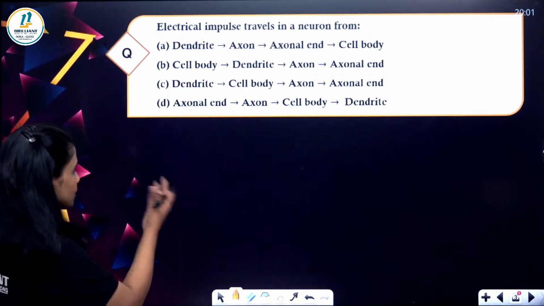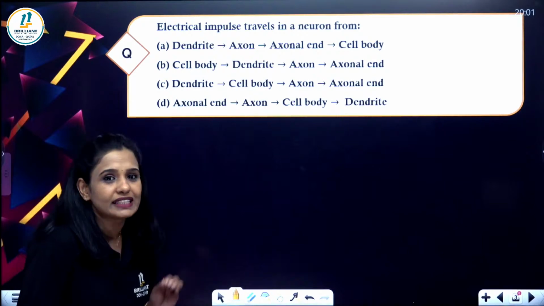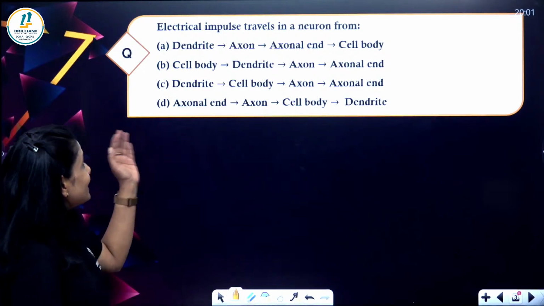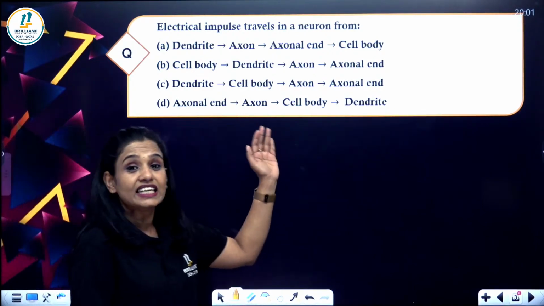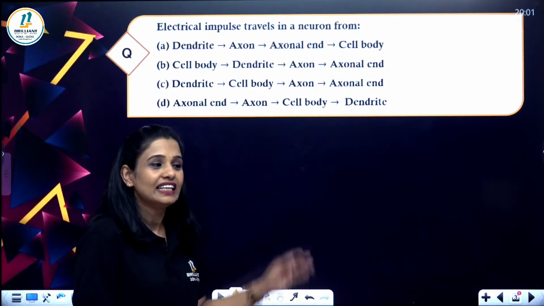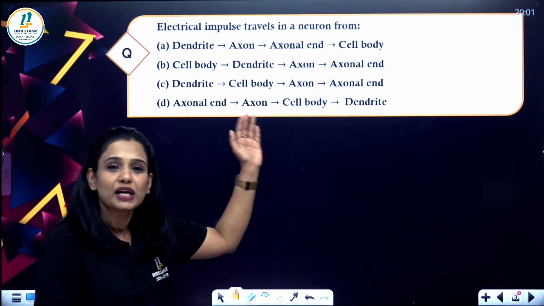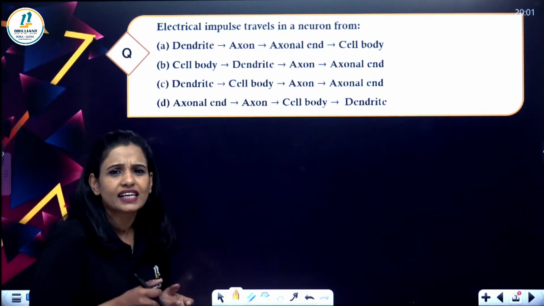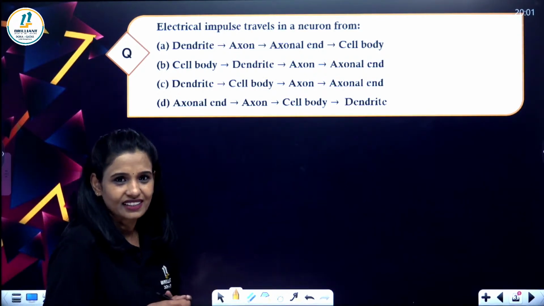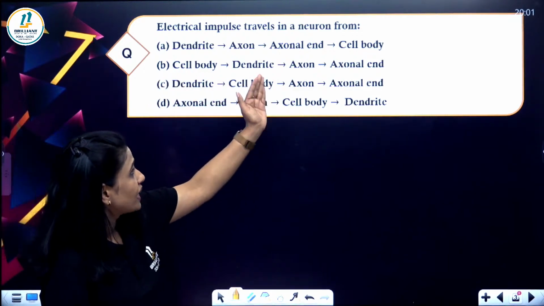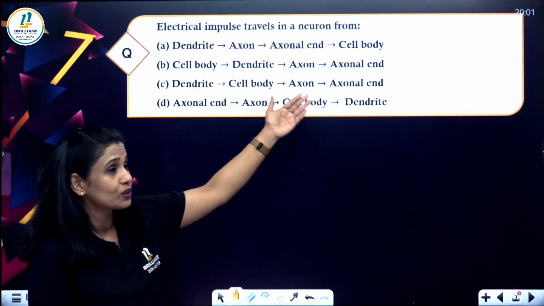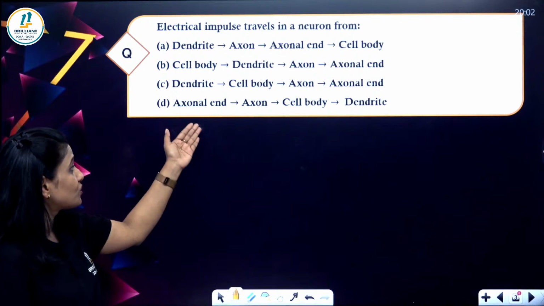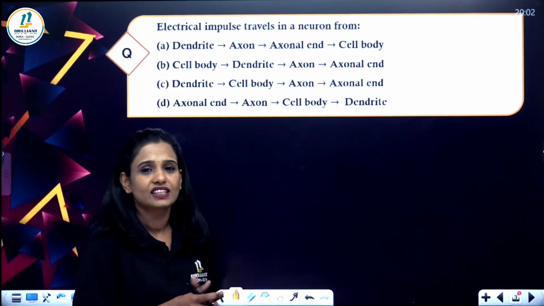See the first question for you and start commenting the correct answers now itself. Electrical impulse travels in a neuron from. Here 4 options are given: dendrite to axon, axonal end, cell body; dendrite, axon, axonal end; dendrite, cell body, axon, axonal end; or axon, cell body to dendrite. Which is the correct option?